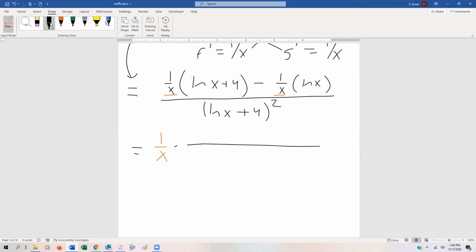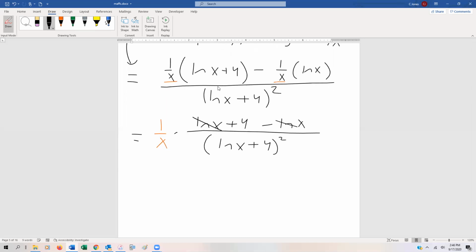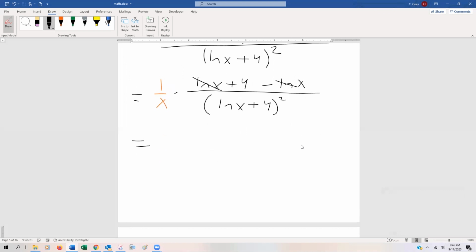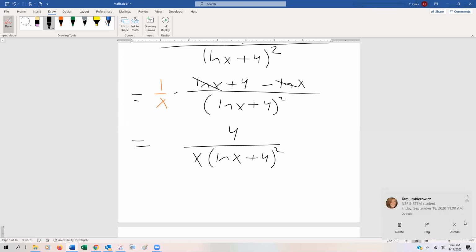So now what we're left with is ln x + 4 minus ln x, and then in the denominator, we have (ln x + 4) squared. Again, all we did was factor that 1 over x out. And notice, really nicely, in the numerator those ln x's are going to cancel each other out. Then finally, we can write our final answer: 4 over x times (ln x + 4) squared. All right, so nice and easy on that derivative, not too bad.